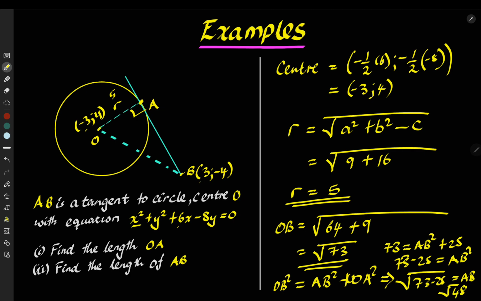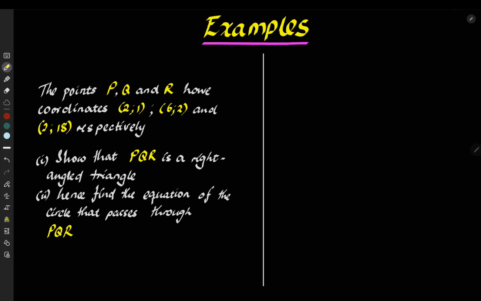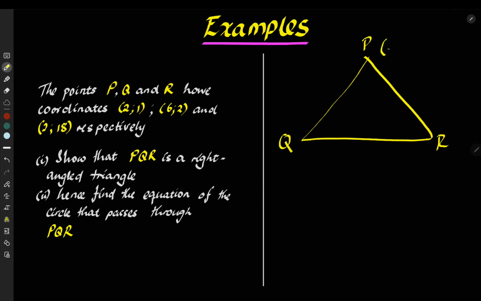Now let's look at the next example. In this final example, which is a typical exam question again, the points P, Q, R have coordinates (2, 1), (6, 2), and (2, 18) respectively. One thing that I want to do here is to draw those coordinates, so it forms a triangle. So we have got P, Q, and R. P will be the coordinates (2, 1), Q will be (6, 2), and R will be (2, 18).